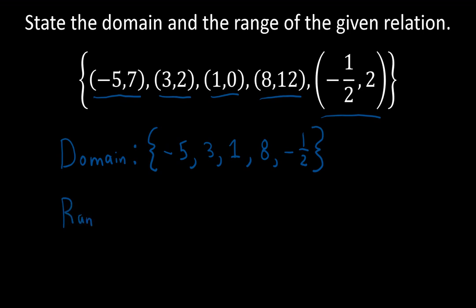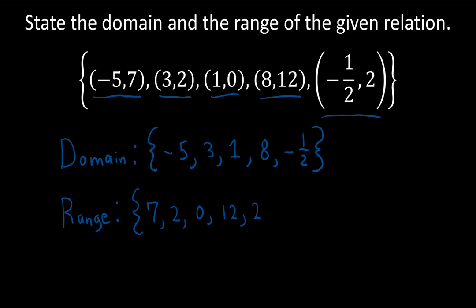Now let's identify the range. Again, we'll list each element of the range inside the braces. The first element of the range I see is a 7. That's the first output. Then I see a 2. Then I see 0 and 12 and 2.